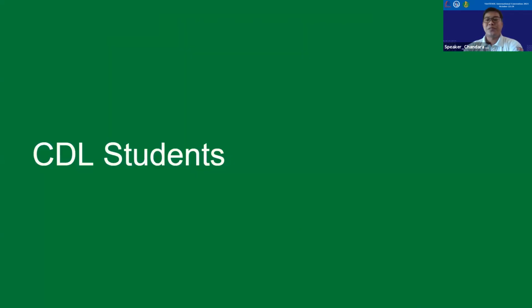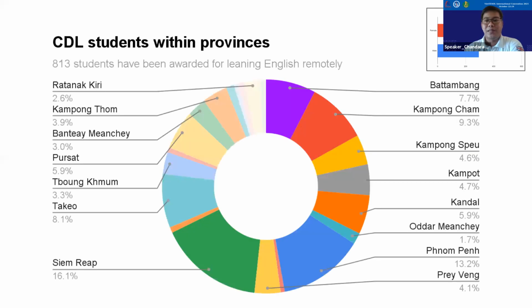Now we would like to share with you some information about our students, where they come from, and how many students we got so far. So this is the data showing our students who apply for scholarship learning in our project. We got more than 800 students from different provinces, as you can see here in the percentage.